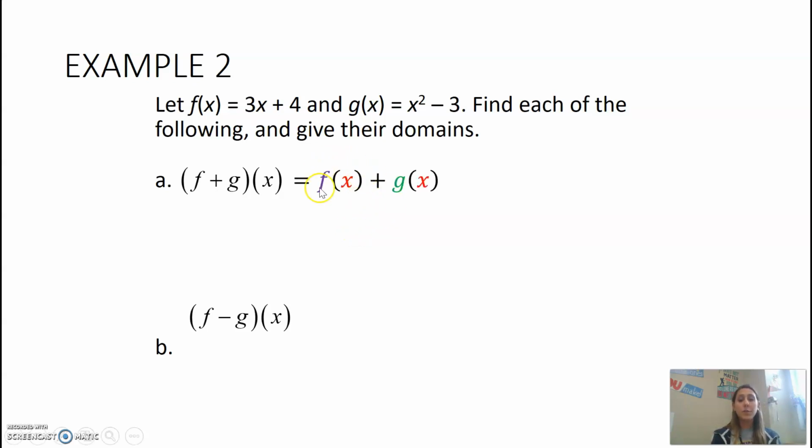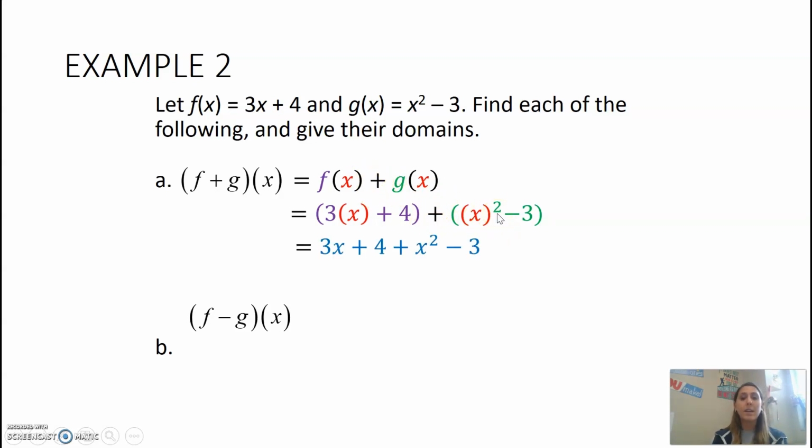So first I want to do f of x, find out what that is, and then add that to g of x. So again, I'm just going to create f of x, and so I get 3 times x plus 4, plus, and that comes from here, plus x squared minus 3. So then we end up with 3x plus 4 plus x squared minus 3. So the big thing that we want to remember here is that we need to now combine our like terms and then write in standard form.